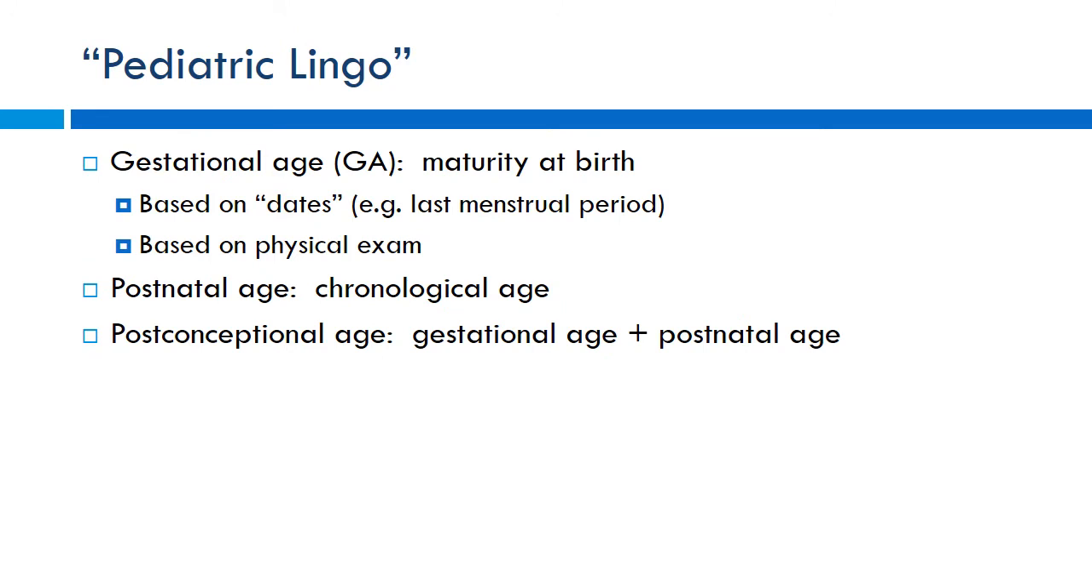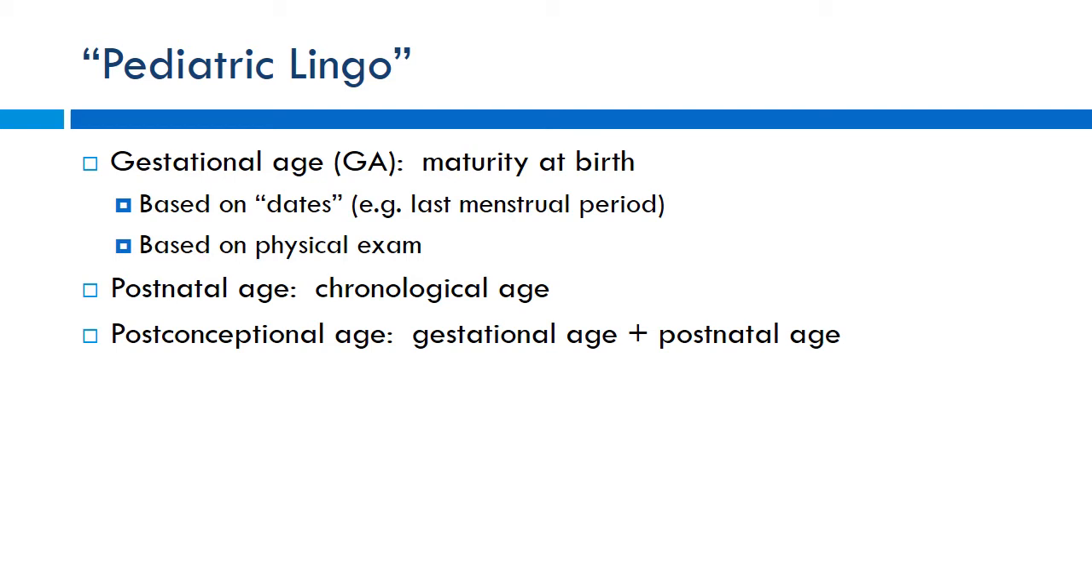So it's important to make sure we use the correct lingo when we're talking about pediatric patients. First thing is going to be gestational age, which is the maturity at birth, essentially. Usually it's based on dates, for instance the last menstrual period, and it could also be based on physical exam if you weren't sure of the last menstrual period, based on the size of the fetus. That could also give you some idea.